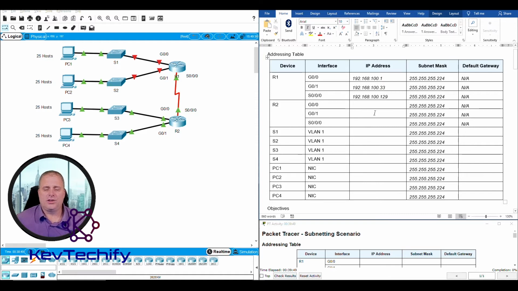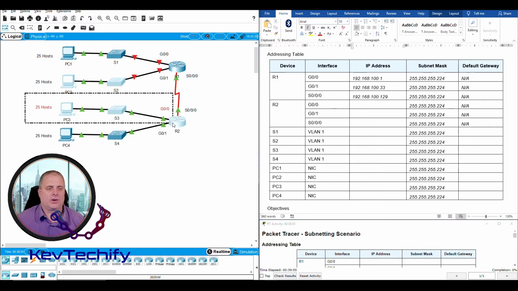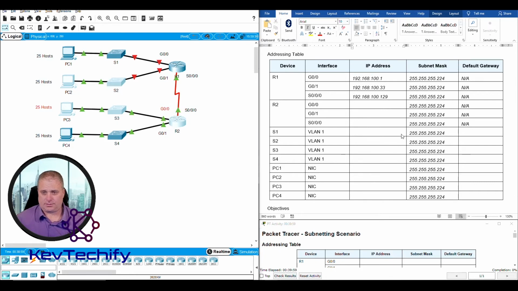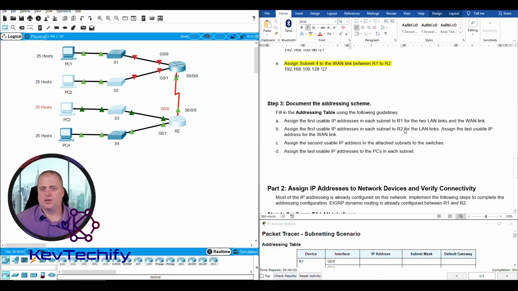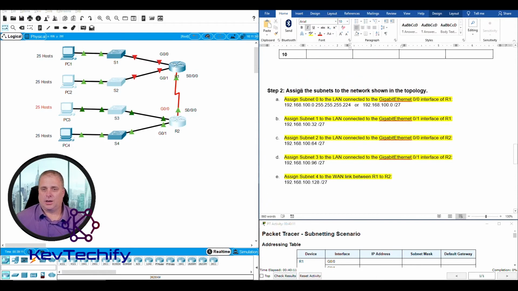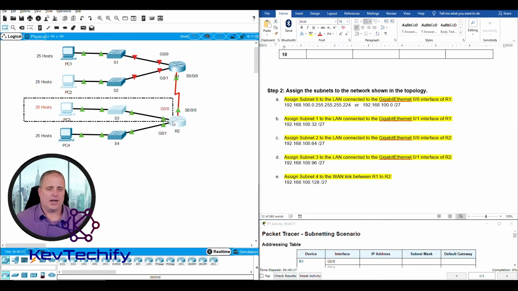Now we're going to go ahead and do the addressing for R2. R2 gig 00 is this network right here. The network that's got PC3 in it, S3 in it. Coming down here, once again, looking at this, assign the first usable IP address in each of the subnets on R2 to the LAN links. Coming up here, we assigned subnet 2 to the gig 00 interface. That's what we're working on.